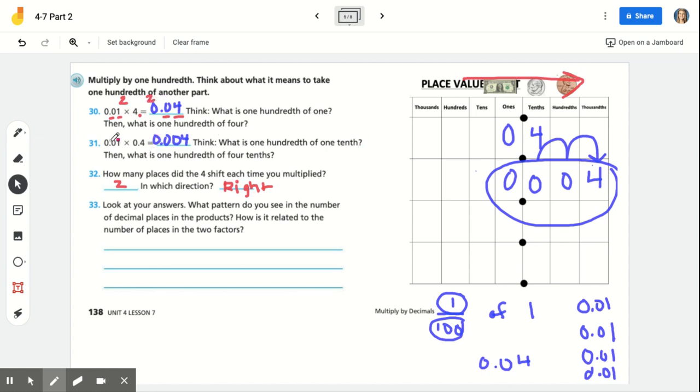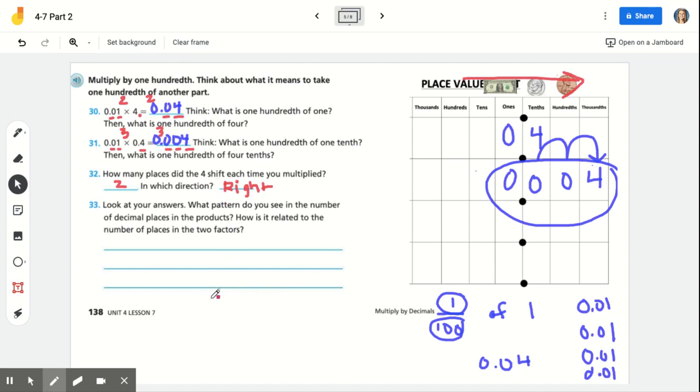Let's do the same thing for number 31. How many decimal places are there in both our factors? Let's underline 1 hundredth: 1, 2. 4 tenths. How many decimal places are there for 4 tenths, everyone? 1, which brings us to a total. We have to get the total for both factors. 2 plus 1 decimal place gives us a total of 3 decimal places. How many decimal places are in our product of 4 thousandths? Let's count: 1, 2, 3. 3 places after the decimal gives us 3 decimal places.